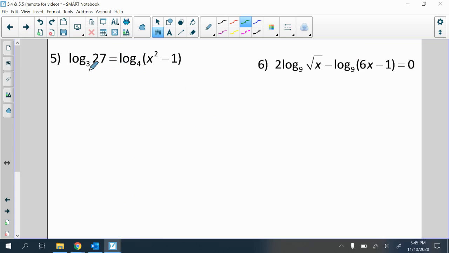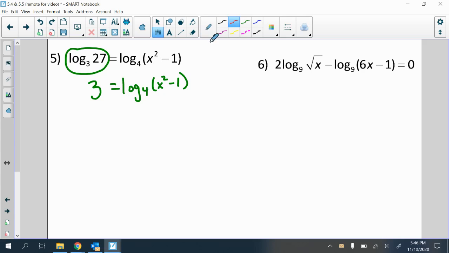Number 5, notice that these do not have the same base. So since they don't have the same base, that's a little bit problematic, right? So I can use the change of base formula in order to simplify that. But I could also just recognize that log base 3 of 27 is simplifiable. So log base 3 of 27 is the same as log base 3 of 3 to the third. So that means this is 3. So 3 equals log base 4 of x squared minus 1.